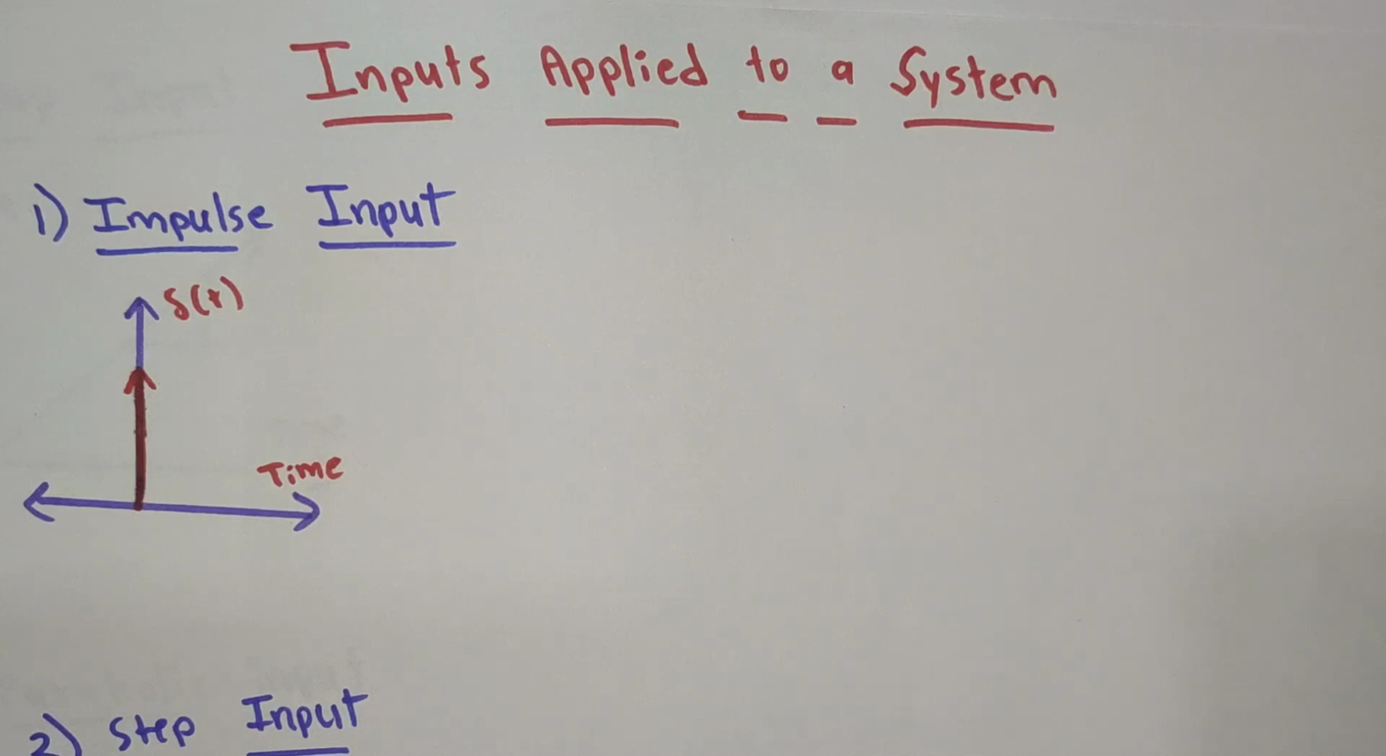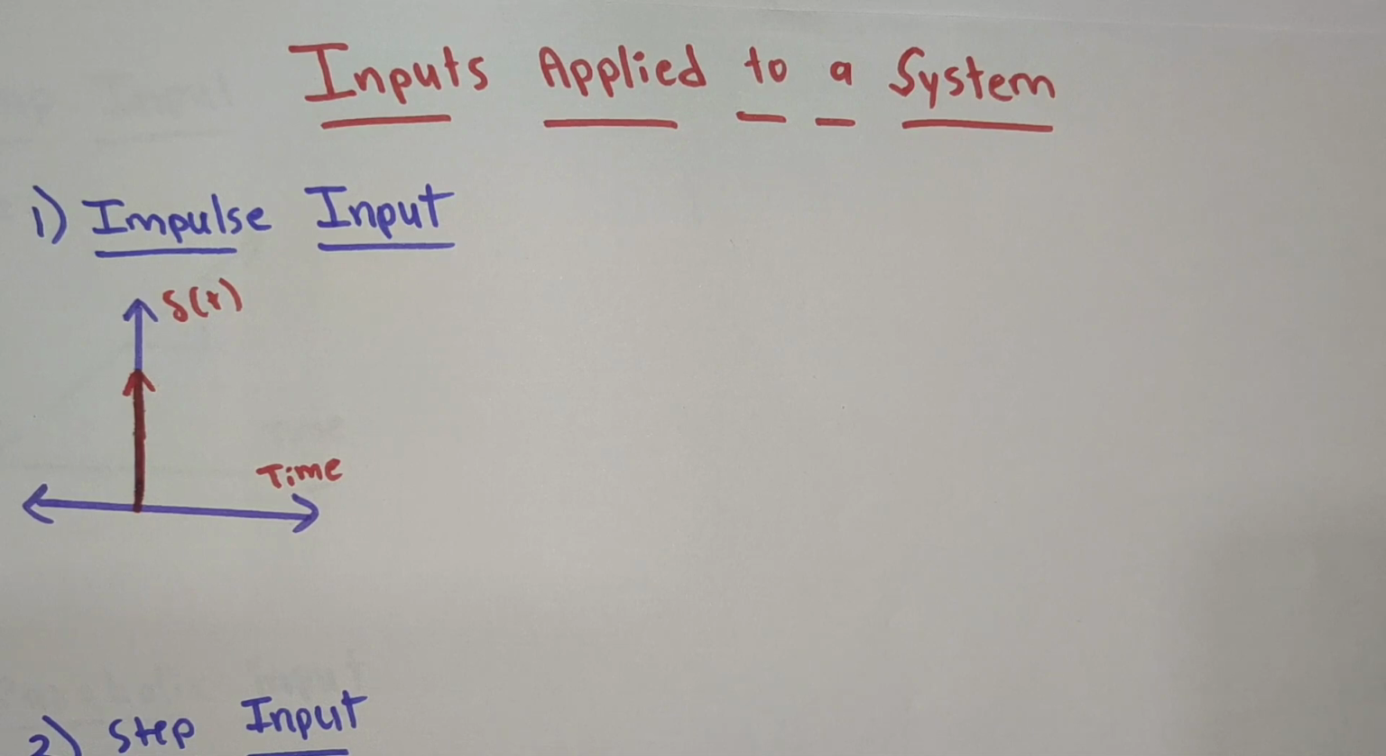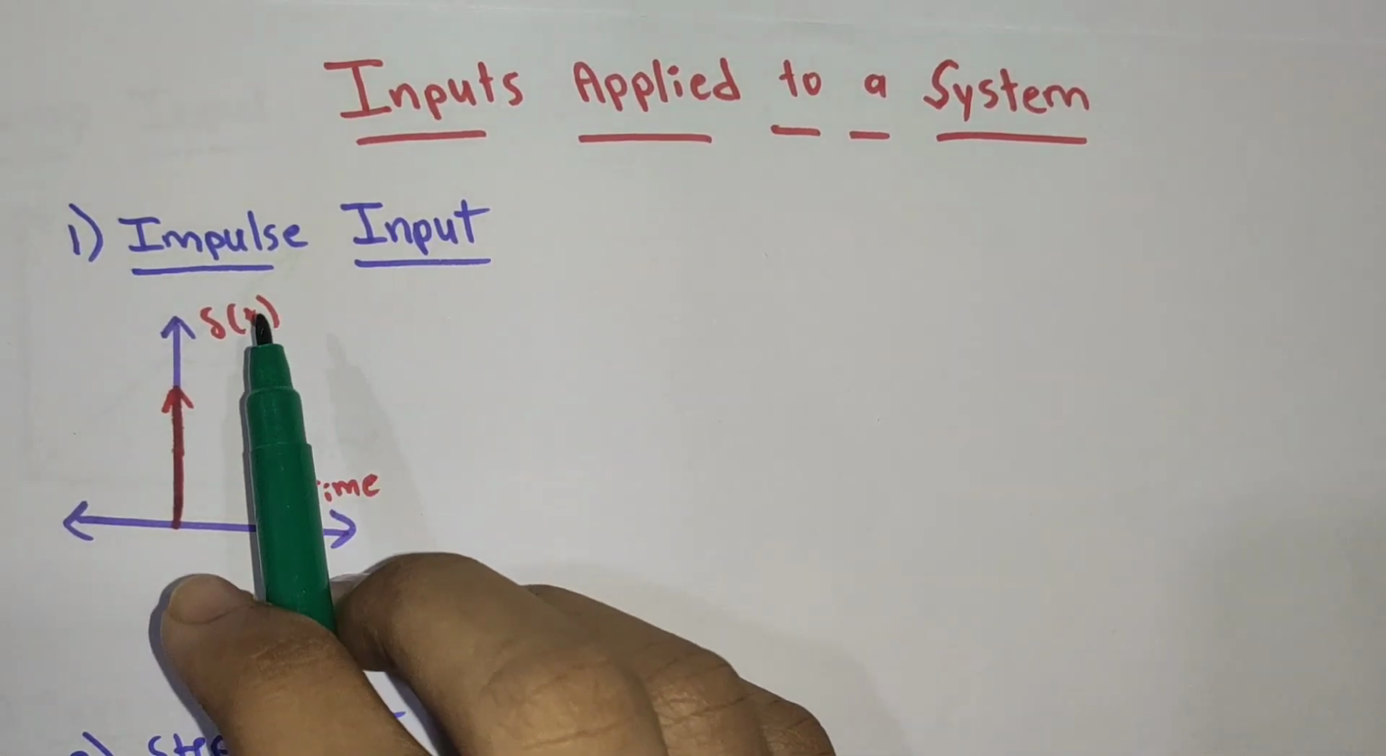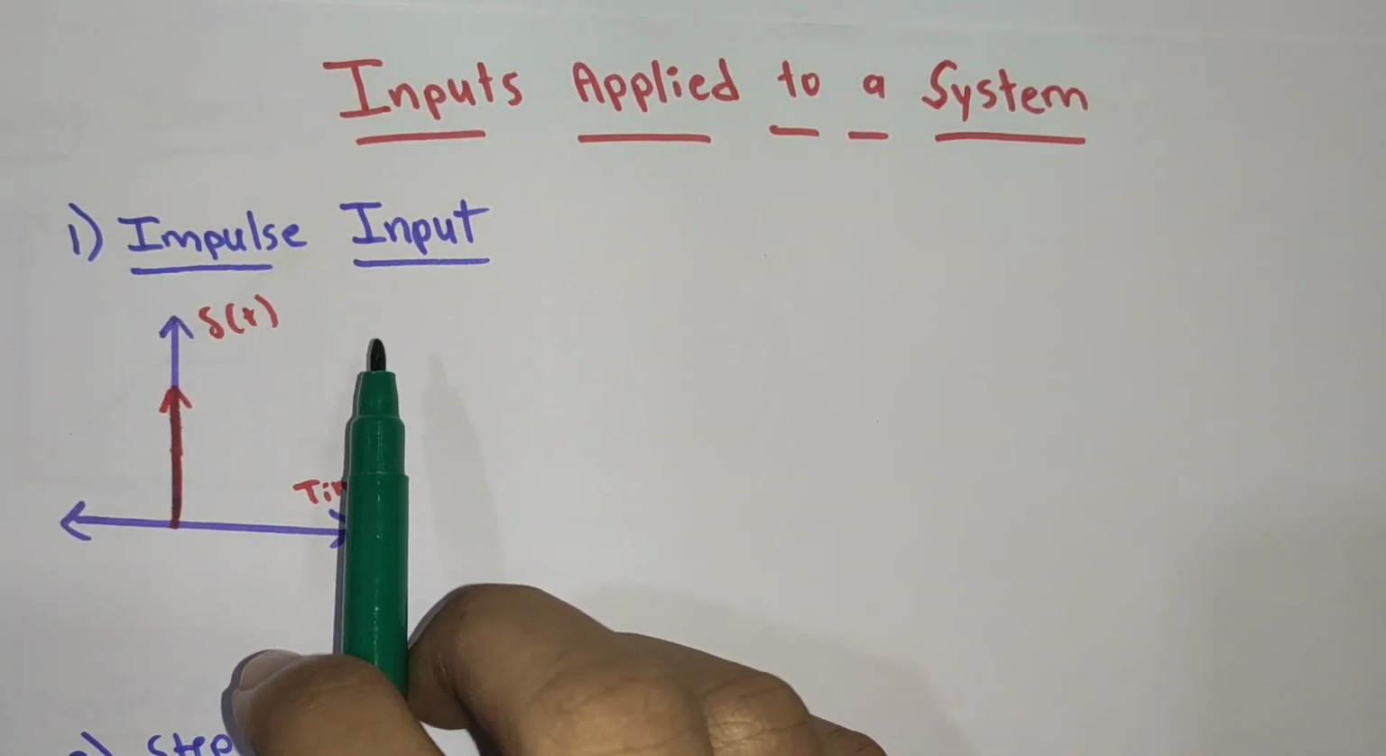Guys, welcome back. So in this lecture we are gonna see the various inputs that can be applied to a system. So now let's see the first one, which is the impulse input.